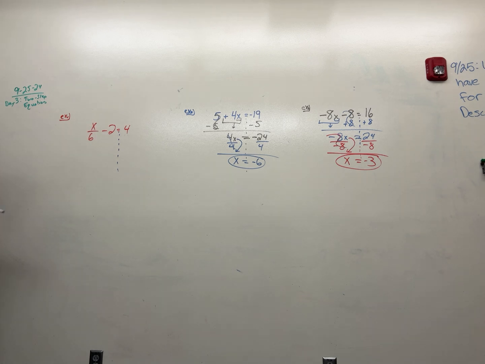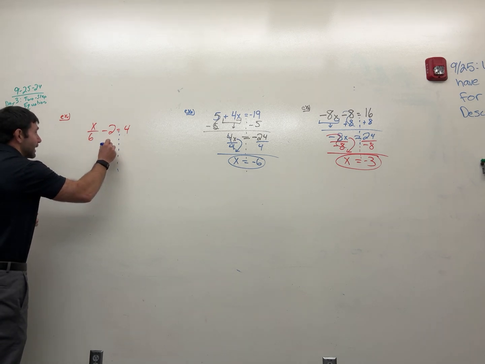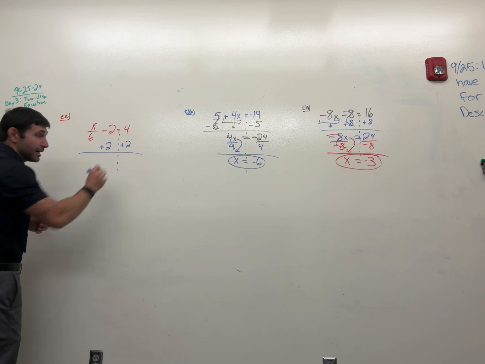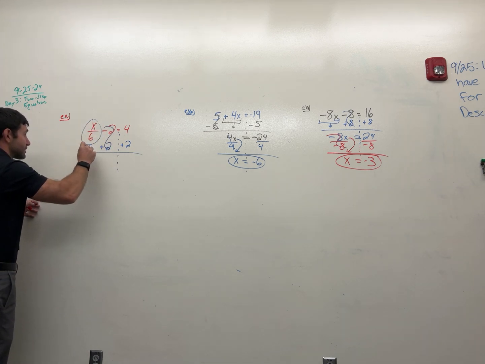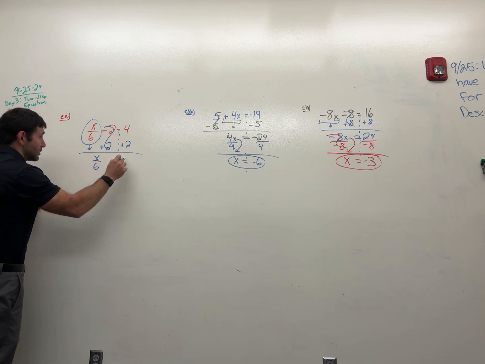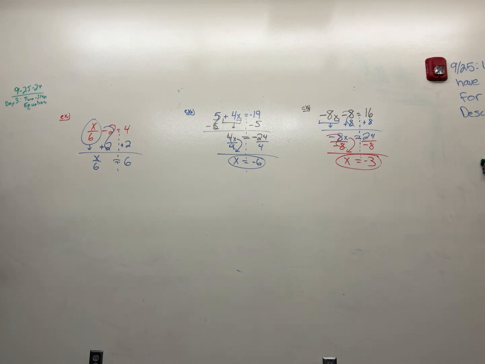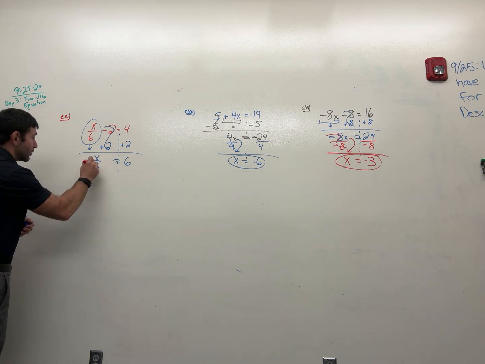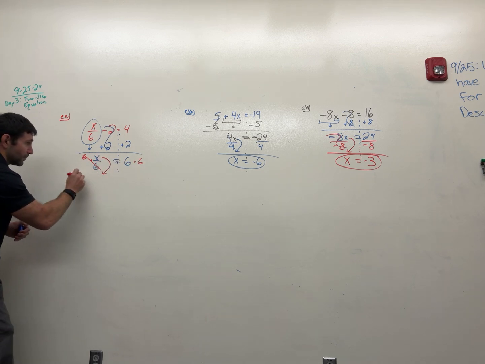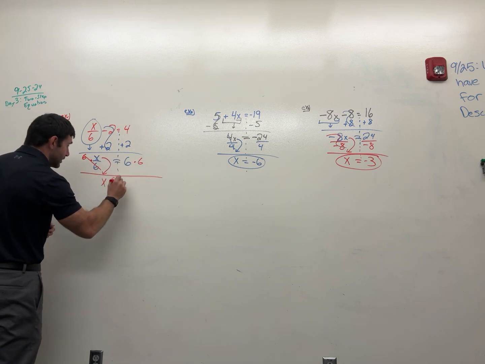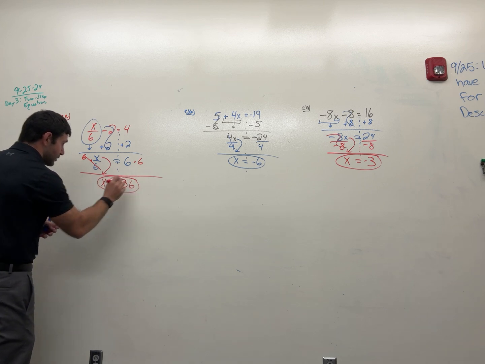How do we get rid of that -2? By adding 2 to both sides. -2 plus 2 is 0. All of this comes down. Equals 6. Now, what do I do, Alec? Then you bring it, or, so you do 6 multiplied by. Yeah, so we multiply both sides by this 6. Those go away. Leaves me x equals 36.